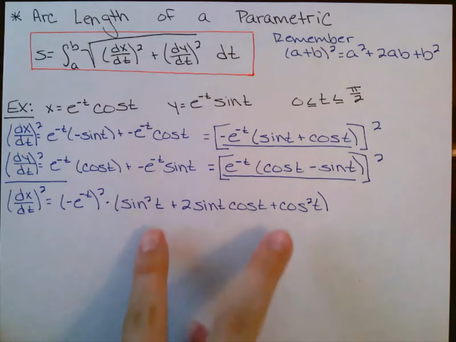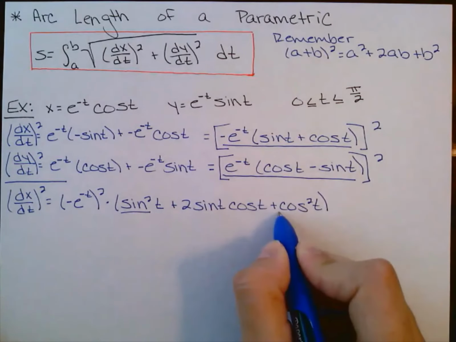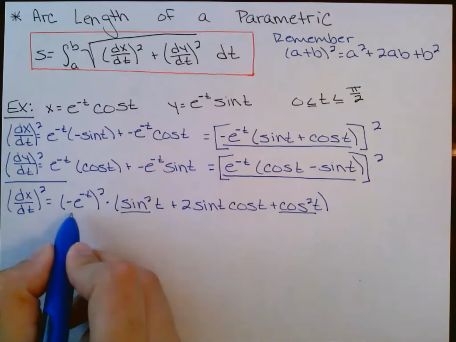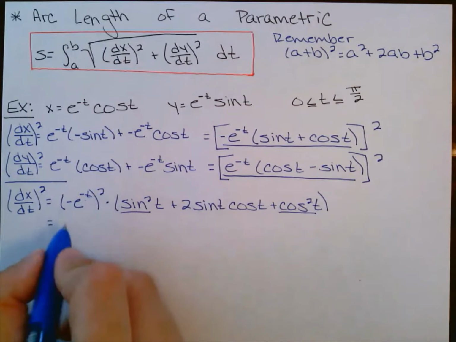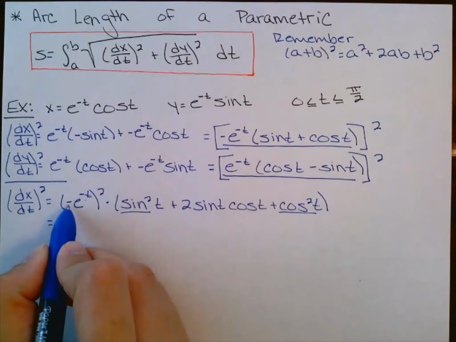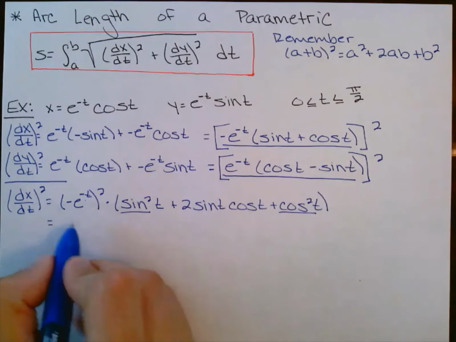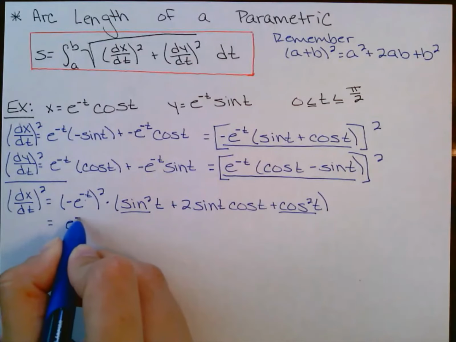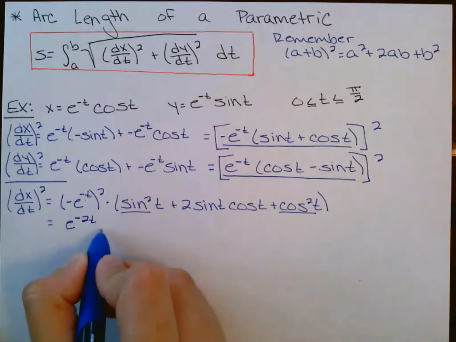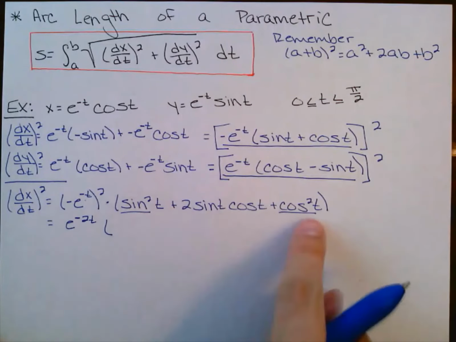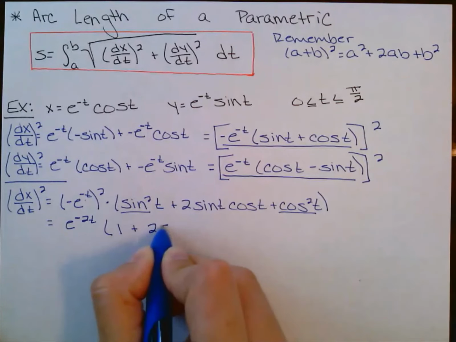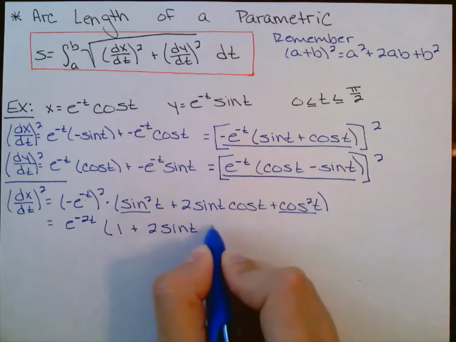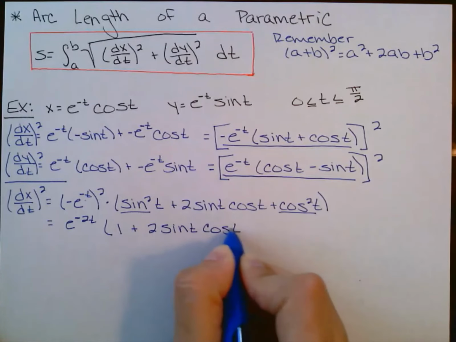Hopefully you are catching that we have a property here with the sine squared plus cosine squared. And this here is going to give me, remember, an exponent to an exponent I multiply. And when I square, a negative disappears. Okay? So I have e raised to negative 2t times sine squared plus cosine squared is 1 plus 2 sine of t cosine of t.